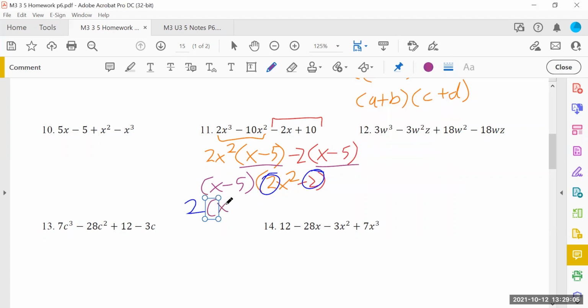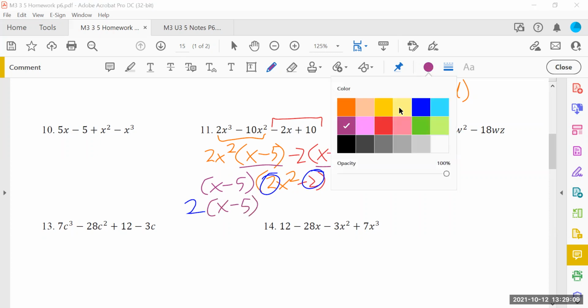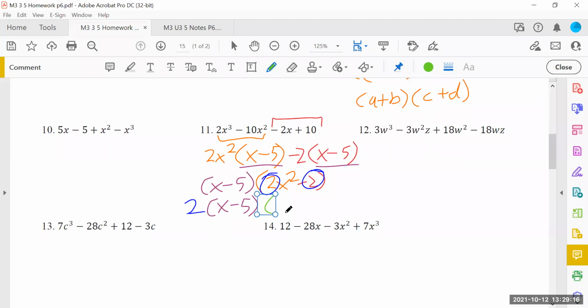Times x minus 5 times, let's see, what color have I not used yet? Let's go with green. Hopefully you can still read it. x squared minus 1. Does that make sense to everybody that I need to put that minus 1 in there to hold the place of the 2 that I took out? It needs to have somewhere to go back to, some number to multiply back into.